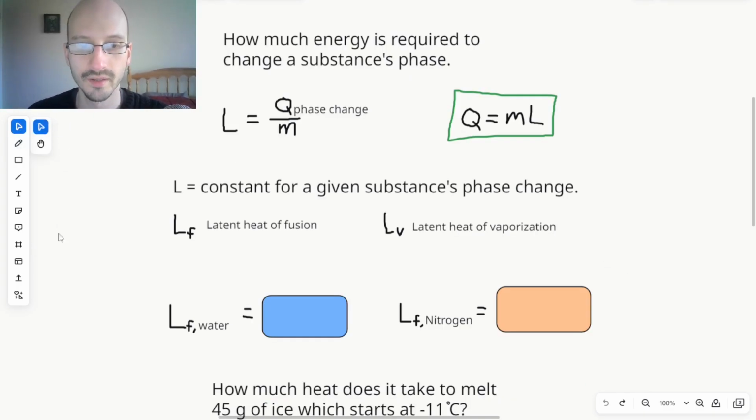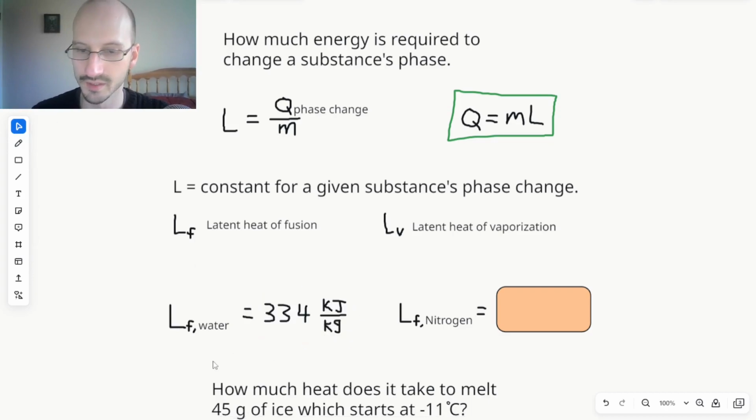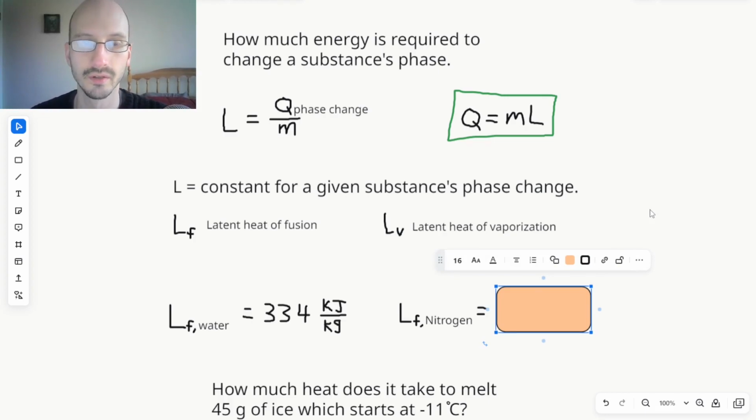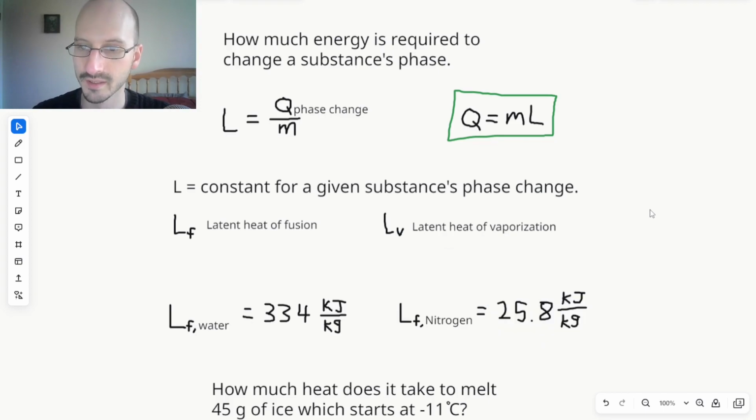For water, the latent heat of fusion is 334 kilojoules per kilogram. You notice this is kilojoules. That means it takes a lot more energy to melt a gram of ice into water than it does to raise a gram of ice by 1 degree. Another example is the latent heat of fusion of nitrogen. If you've heard of liquid nitrogen, it can also become solid, and that's 25.8 kilojoules per kilogram.